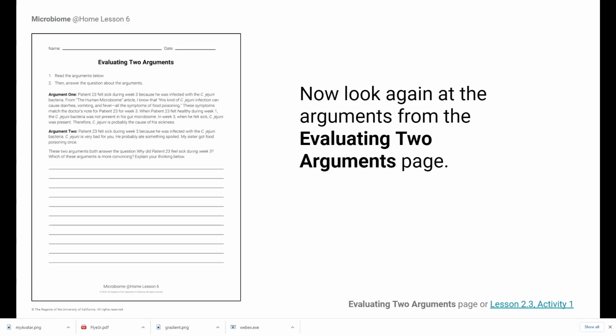But then argument 1 goes into and cites several things. They cited the article, they cited the doctor's notes, they talk about the graph and how the bacteria was present or not present in the graph during week 1 and week 3. Argument 2 just says, he probably ate something spoiled. My sister got food poisoning once. And that doesn't seem like evidence to me, and definitely no reasoning. So argument 1 really takes the time to go in and support with those details from the article.